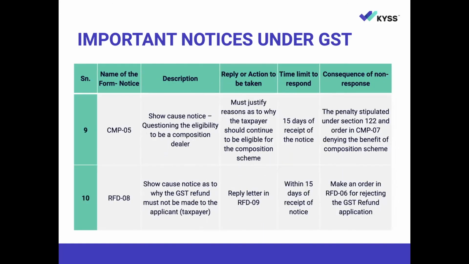The last two forms of notices that we'll discuss today are, first, CMP 05. CMP basically means composition. CMP 08 is the composition return. So CMP 05 is the notice. Now, if a particular taxpayer is opting for the composition scheme under GST, and if the department has a question as to whether this taxpayer is eligible for composition, then a show cause notice can be issued in CMP 05, and the taxpayer should respond to this notice within 15 days by mentioning why they are eligible for opting for the composition scheme under GST.